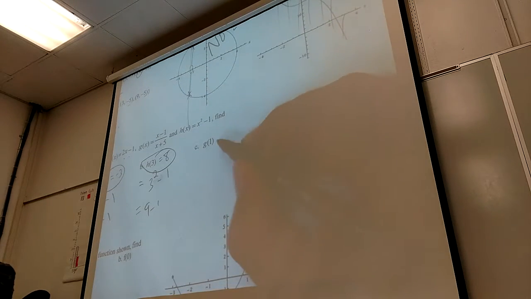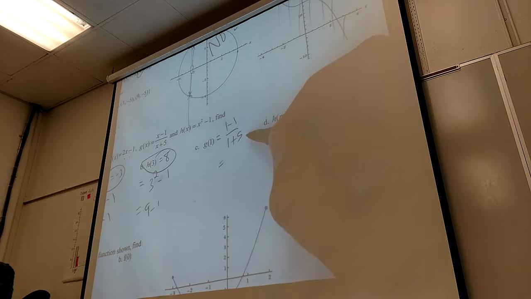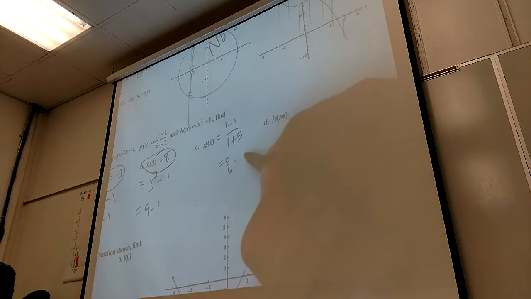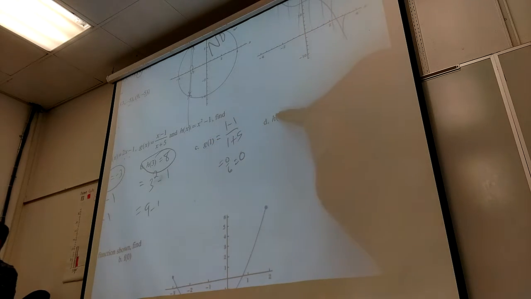G of 1. 1 minus 1 over 1 plus 5. It almost doesn't matter what's on the bottom. 0 over 6. Yeah, 0 over 6, so it's 0. So it goes to the point 1, 0. Kick ass. And then I had to throw you this one.